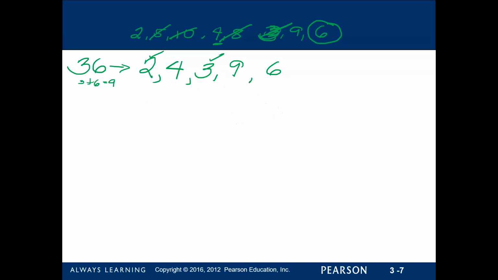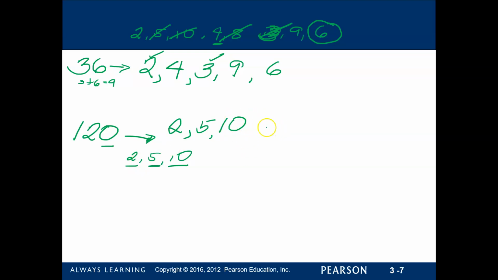Okay? Let's have a larger number. Let's say we have the number 120. Again, let's check for divisibility. Let's start with 2, 5, and 10. Even number? Yes, so this is divisible by 2. Does it end with 5 or 0? Yes, so this is also divisible by 5. Does it end with 0? Yes, so it's also divisible by 10.